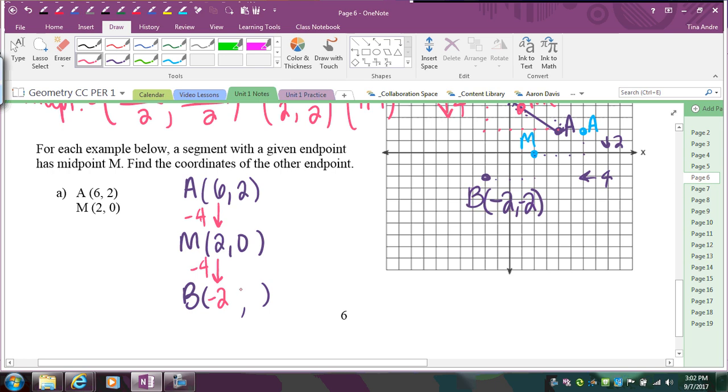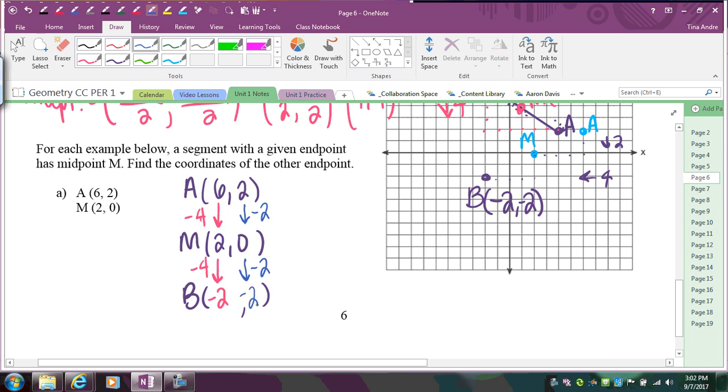You do the exact same thing on the other side here. So what did I have to do to go from 2 to 0? So this is the vertical movement. I had to subtract 2, which meant I went down 2. So vertical was down 2, horizontal was left 4. That's why it's subtracting 4 from the x and subtracting 2 from the y. So you have to keep that distance the same if M is in the middle. So I keep that distance the same, subtract 2 again, and I get -2.